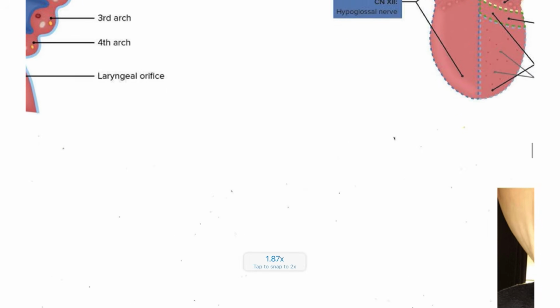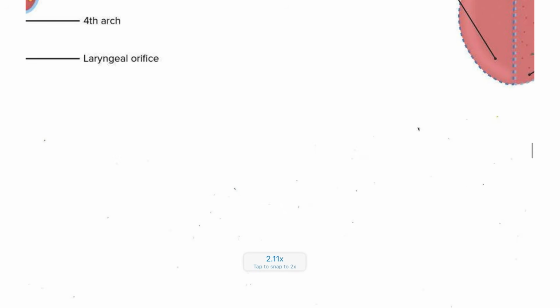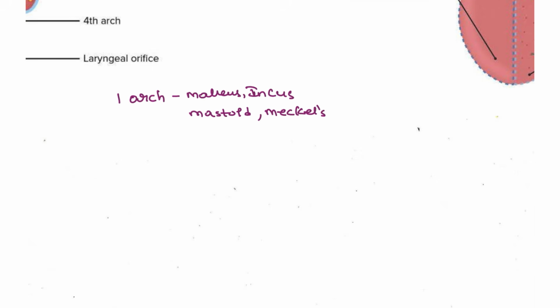I just wanted you guys to understand each arch and their important functions that have been asked. First arch is going to be associated with the M. It will give rise to the malleus, incus, and also the mastoid structures. The Meckel's cartilage, and also the mandible.